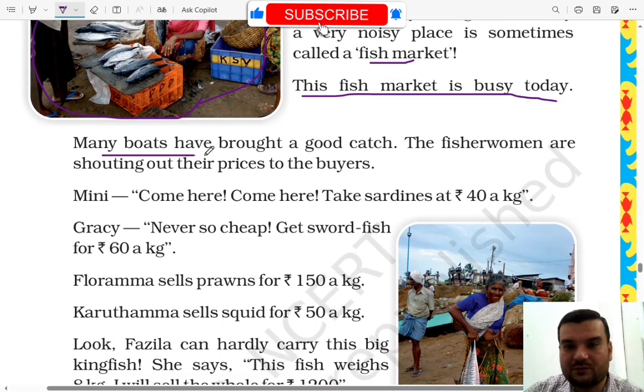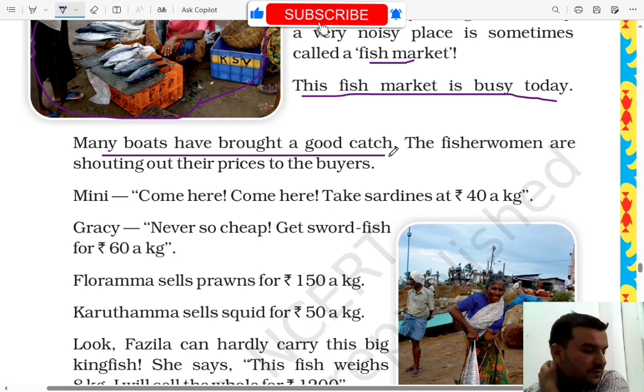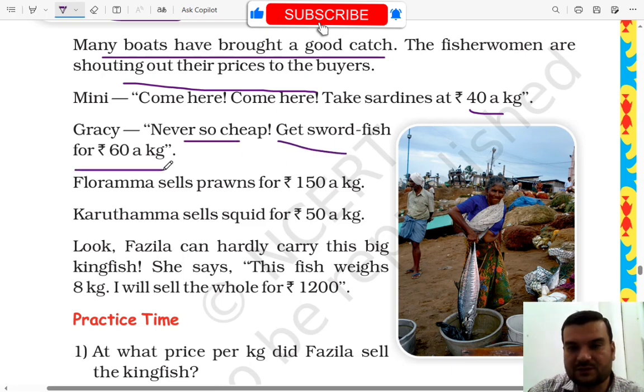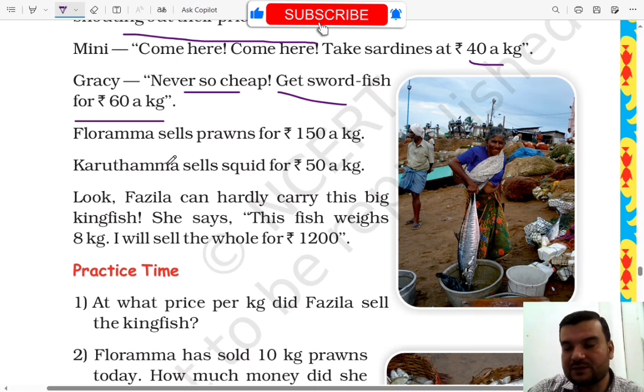This fish market is busy today. Many boats have brought a good catch. Many fishermen have brought the fishes. The fisherwomen are shouting the prices to buyers. Minnie, come here, come here. Take sardines. Take them at 40 rupees a kg. So he's selling the sardines at 40 rupees a kg. Gracie says, never so cheap. Get swordfish for 60 rupees a kg. So he is asking that you can take swordfish also for 60 rupees a kg.